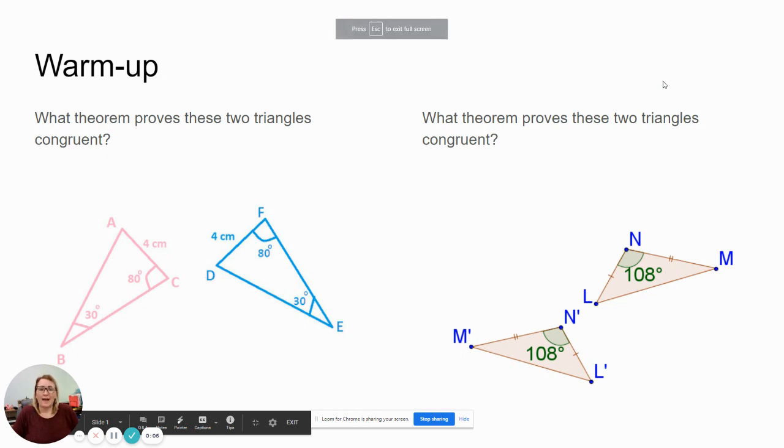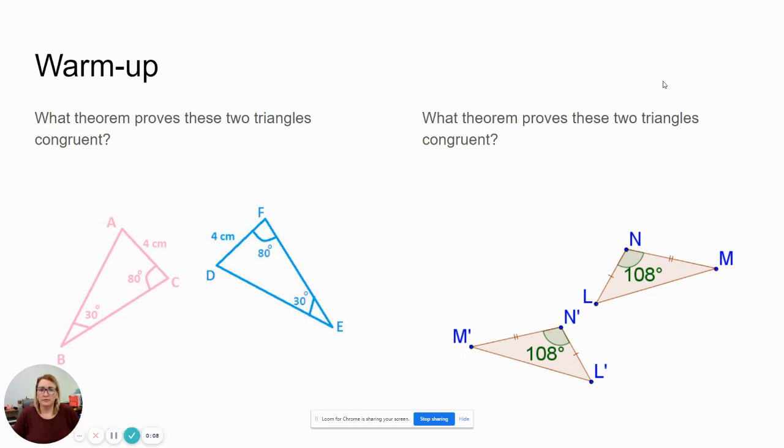We are going to do our last of our new theorems for triangle congruence. So go ahead and start with this warm-up. Which theorem are you going to use for each of these questions? You're either going to use angle, side, angle, or side, angle, side. So look at what you have and make a determination.